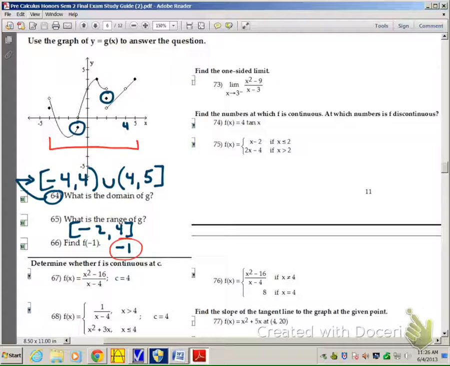Number 67. Is f continuous at C? Is f continuous at 4? Well, as we can see, f of 4 does not exist, so no. That's it. F of 4 does not exist. Well, here, does f of 4 exist? Yes, f of 4, for number 68, f of 4 does exist.